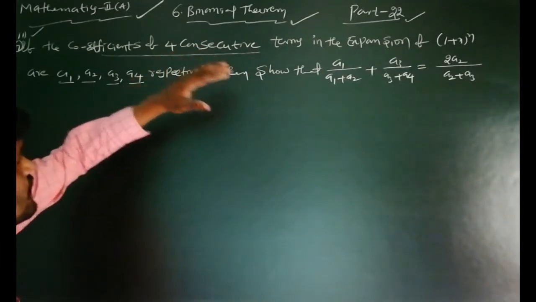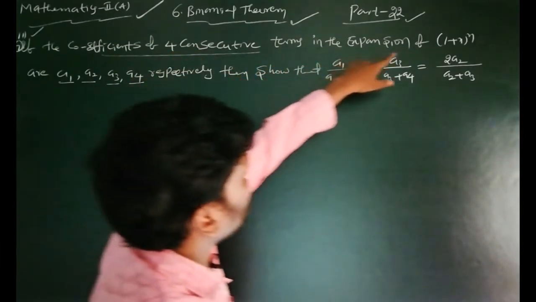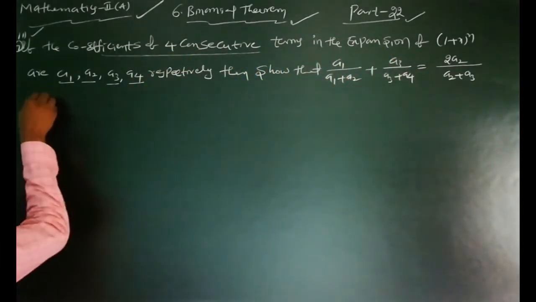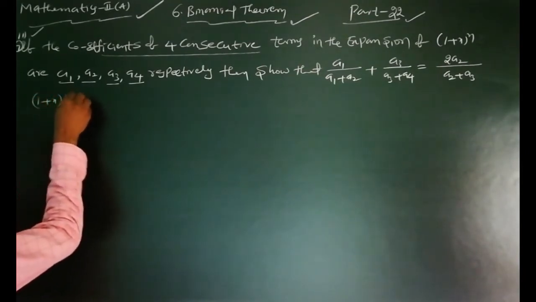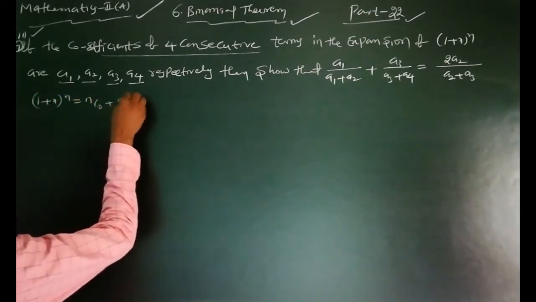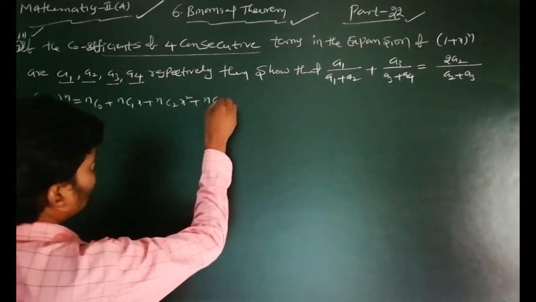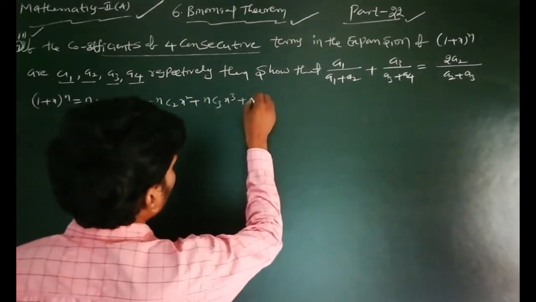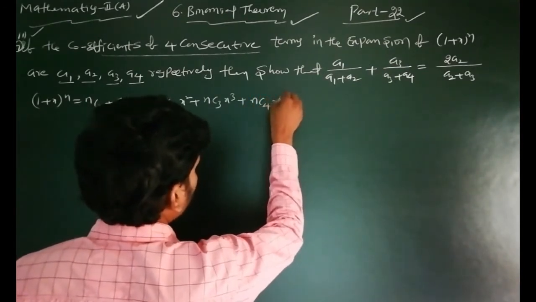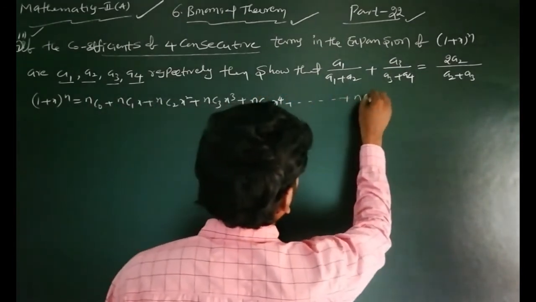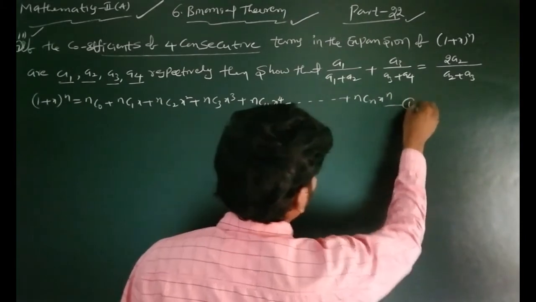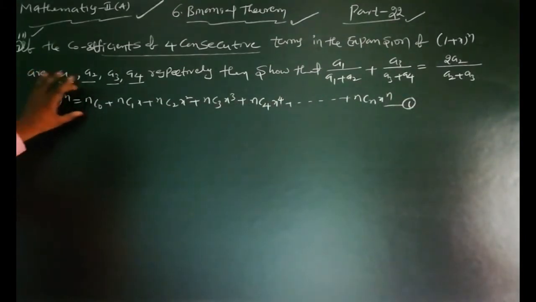Here you have to show that LHS is equal to RHS. Before going to the LHS part, what is the expansion of (1 plus x) power n? It is nC0 plus nC1 x plus nC2 x square plus nC3 x cube plus nC4 x power 4 and so on, up to nCn x power n. This is the expansion of (1 plus x) power n.